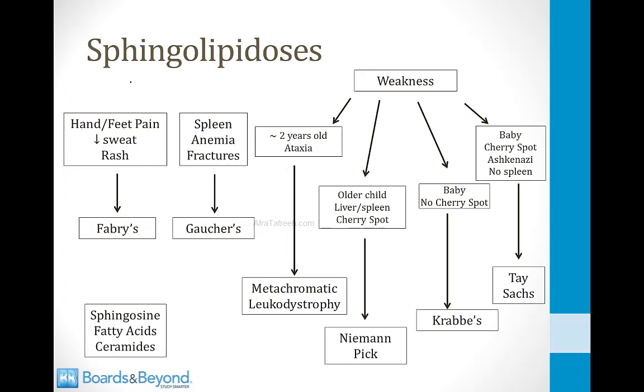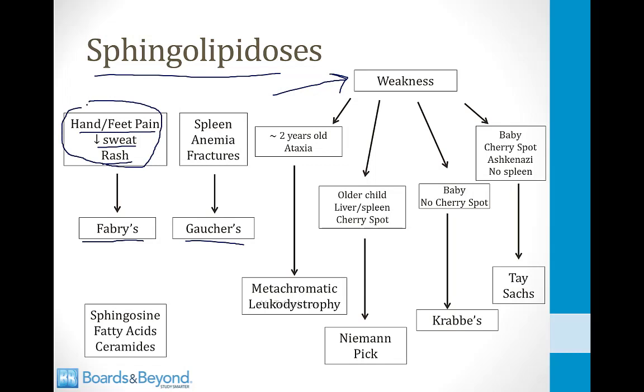This slide is one of the most important slides in this module. It contains my algorithm for organizing the sphingolipidosis disorders in your mind. First of all, I recommend that you think about Fabry's disease and Gaucher's disease separately from the other lysosomal storage disorders. And that's because for most patients with Fabry's and Gaucher's disease, weakness is not a major component of the condition. Patients with Fabry's disease have hand and feet pain and decreased sweat and rash, and this triad is very unique. And when you see this, you should only think of Fabry's disease.